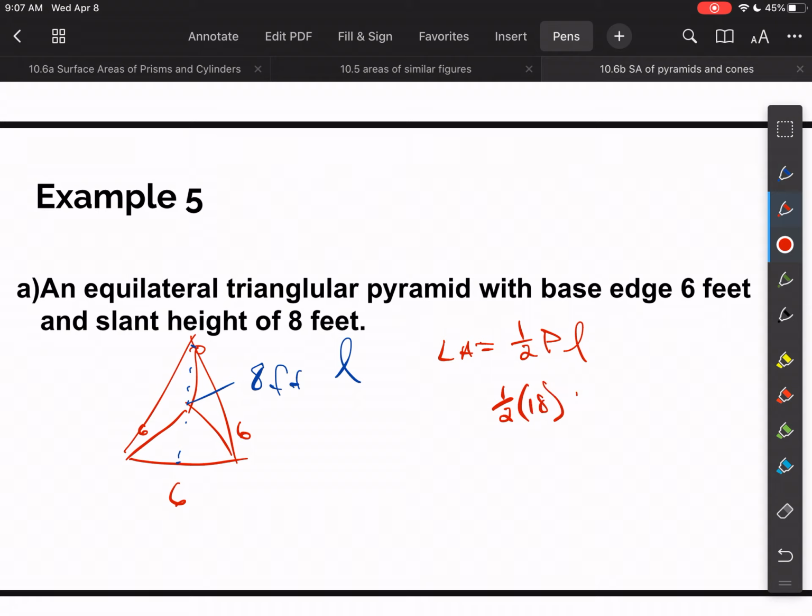Okay, so they give us the cursive L there. So my lateral area would be equal to this guy, which I believe comes out to 72. Okay, but I'm not done because I still have to find the area of my triangle there. That's kind of the difficult part.